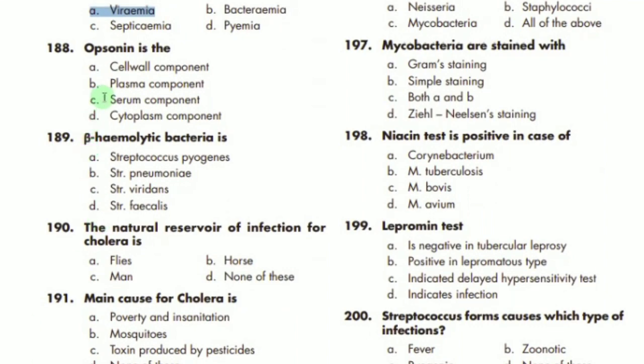MCQ 188 says that opsonin is what? It is actually a serum component. MCQ 189 says that beta hemolytic bacteria are what? Beta hemolytic bacteria are mostly Streptococcus pyogenes. MCQ 190 says that the natural reservoir of the infection for cholera is man. C is the correct option. MCQ 191 says the main cause of cholera is, so A is the correct option.